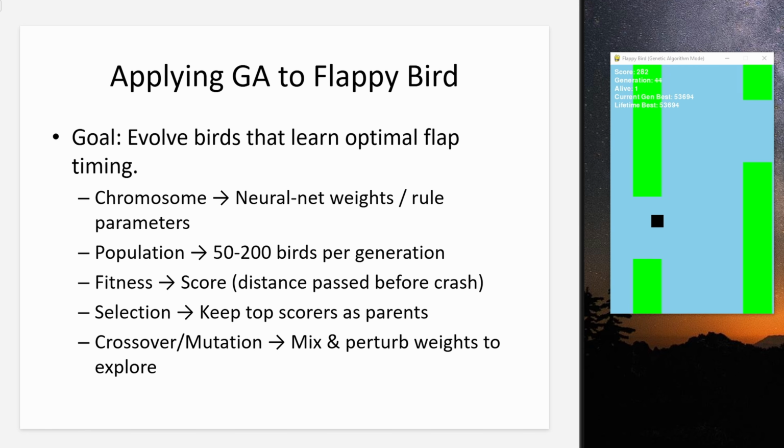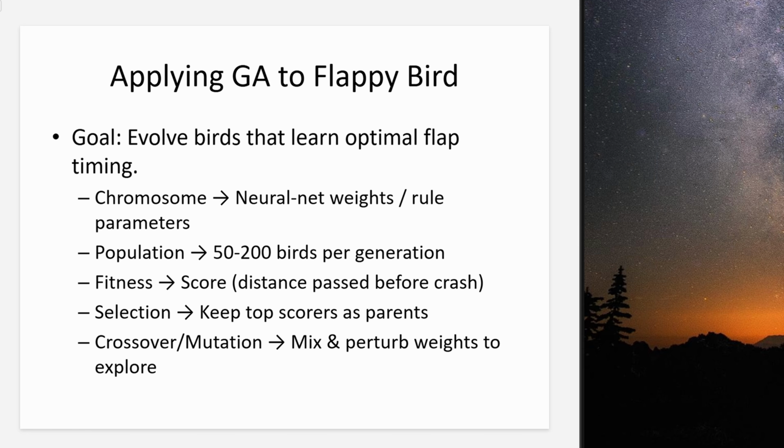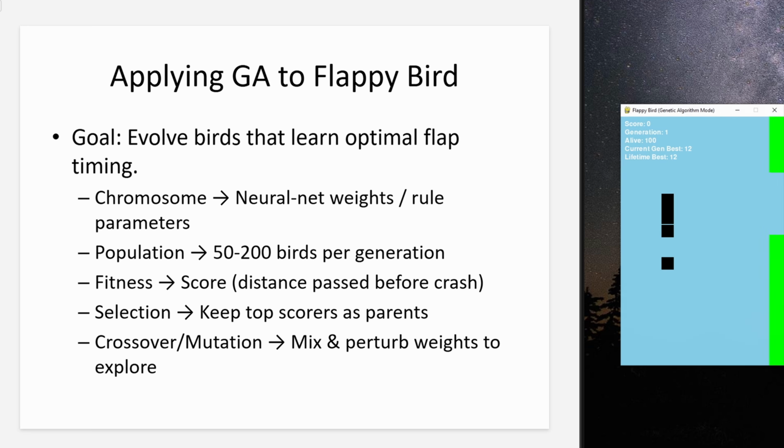I'm actually going to start this over again, just to show that, hey, we can have this learn again. So let's start it over once more. So start from scratch. So population of 100. And then our fitness is a score on how many pipes the birds get through before dying. We have selection, where we keep the top scores of parents. And we have crossover mutation, where we mix the weights for the offspring.